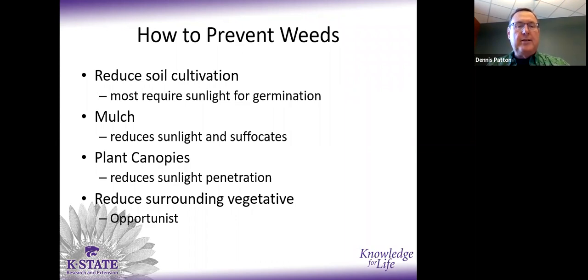And then the other way to help reduce weeds is to get rid of the weeds around the garden, around your property. The biggest lament is, I can't get rid of the dandelions in my yard because my neighbor does nothing to control their dandelions, and all that weed seed blows in. So remember, they're opportunistic. If you've got a vegetable garden or flower garden with weeds growing all around it, you're going to have more pressure.